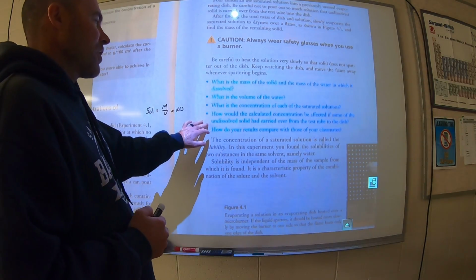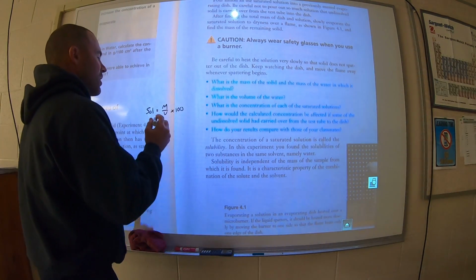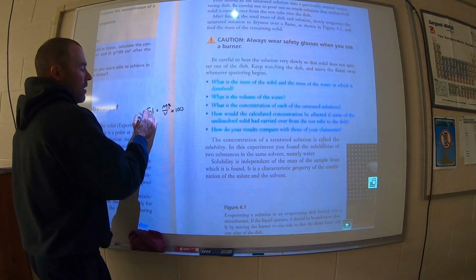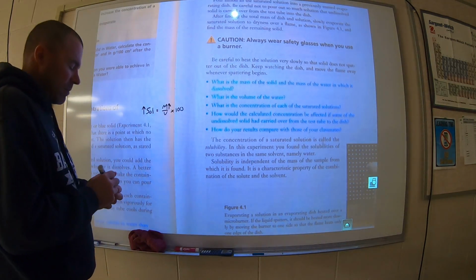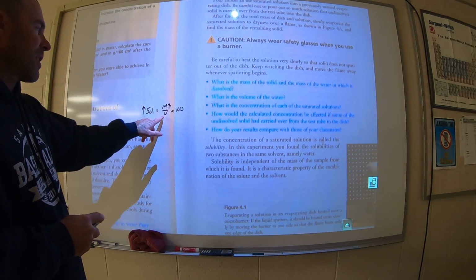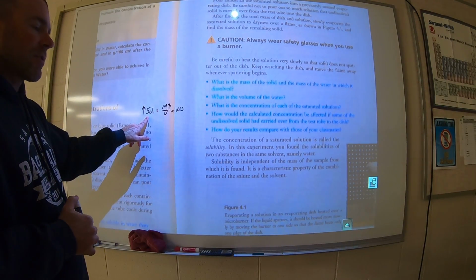If some of the undissolved solid had carried over to the dish, that means we're going to have more solid than we thought we would have. And so therefore, the solubility would be greater. So this is the explanation. Mass goes up, your volume is going to stay the same, and the solubility is going to increase.